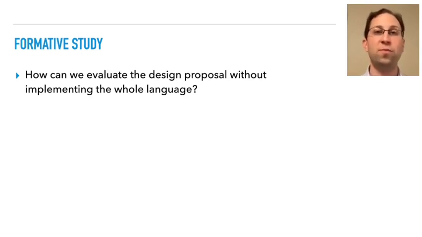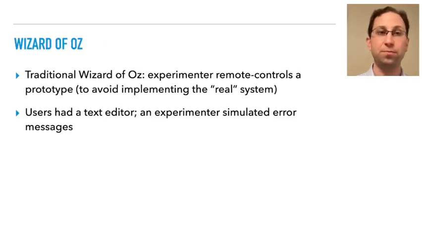A traditional way might have been to implement the language, develop training materials, and then do a usability study. But implementing languages and teaching them is a very high-cost effort. We were interested in obtaining formative data early so we could refine the design before implementing it. To obtain earlier stage usability data, we adapted the Wizard of Oz technique from HCI. We gave users a text editor and had an experimenter simulate error messages that a compiler might have generated.